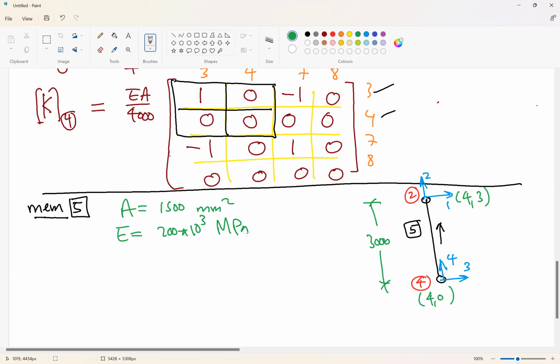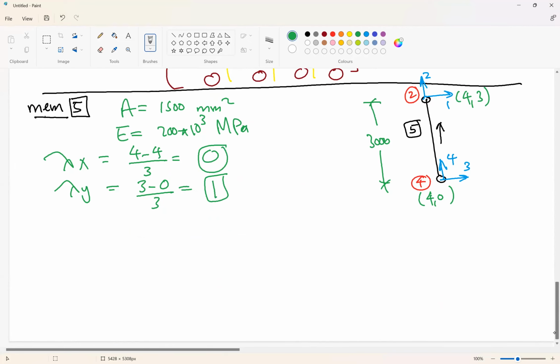Now A equals 1500 millimeter square, E equals 200 times 10 to the power 3 megapascal. And we have lambda x and lambda y. Lambda x will be 4 minus 4 over 3, which is 0. Lambda y is 3 minus 0 over 3, which is 1, since we start with the end. So for this member, lambda x is 0, lambda y is 1.